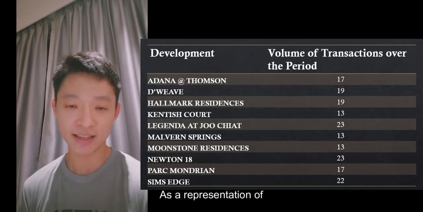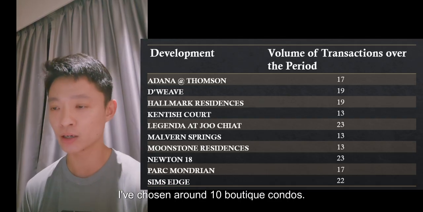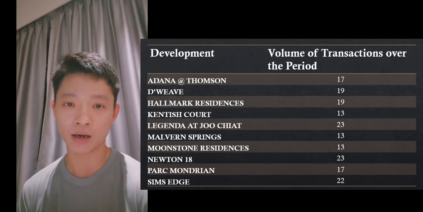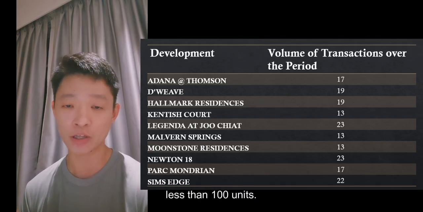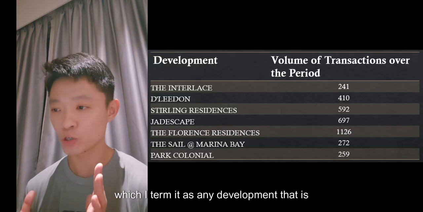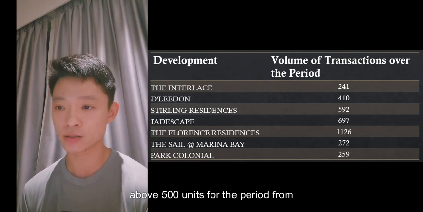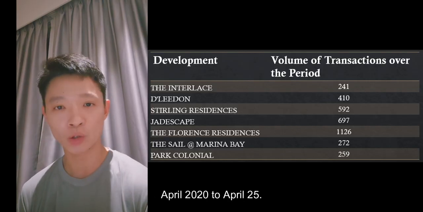As a representation of small development, I've chosen around 10 boutique condos. Boutique condos are developments of less than 100 units. And this is compared to our large developments, which I term as any development that is above 500 units, for the period from April 2020 to April 2025.